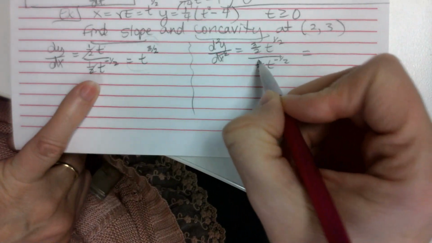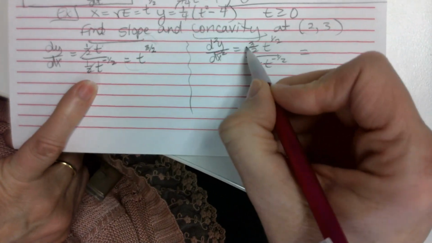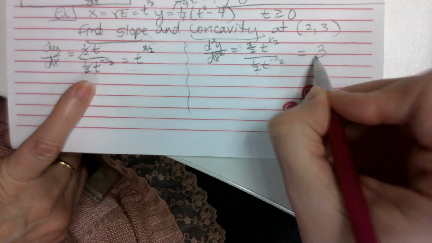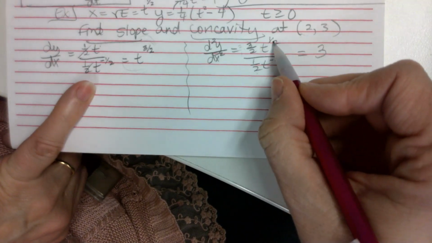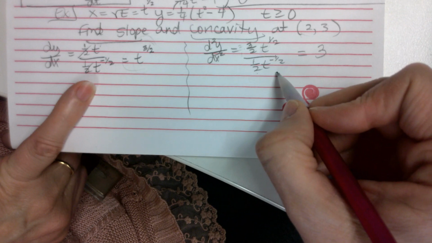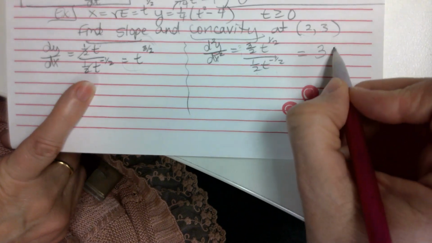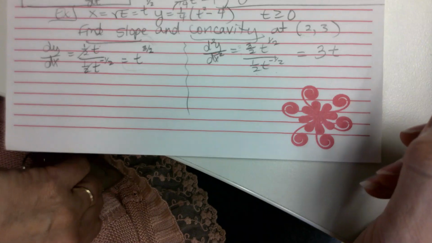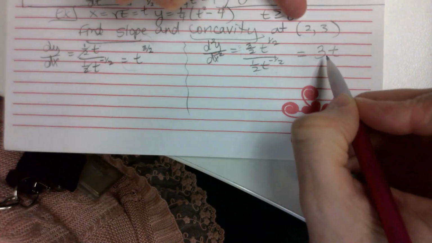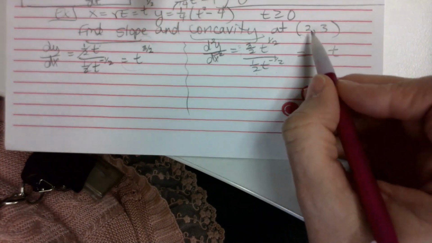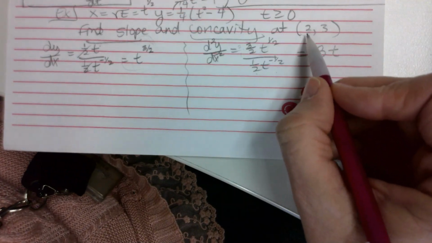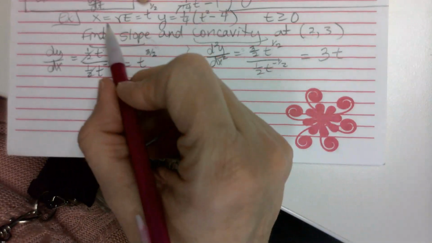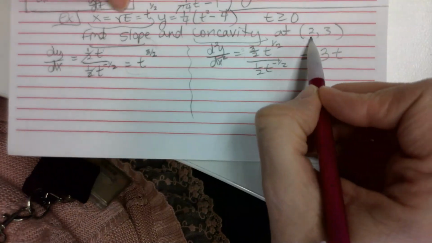3/2 divided by 1/2 is like flipping and multiplying by 2/1. Is that just 3? And t to the 1/2 on top divided by 1/2, so 3t. I like it. But they are all in terms of t, so we don't know yet what we would plug in for t to get 2 for x.